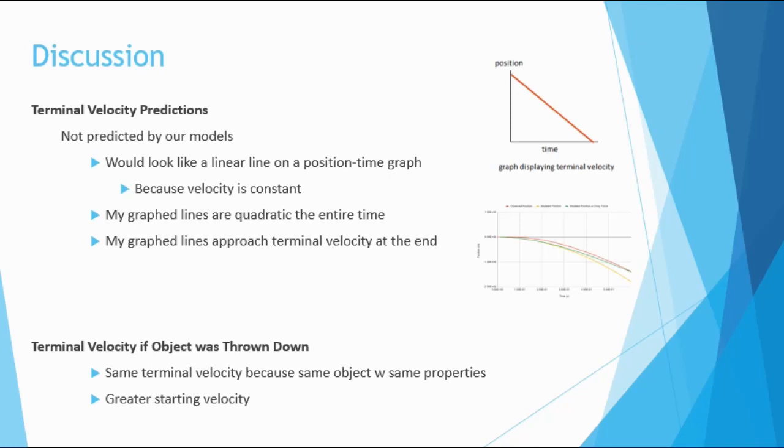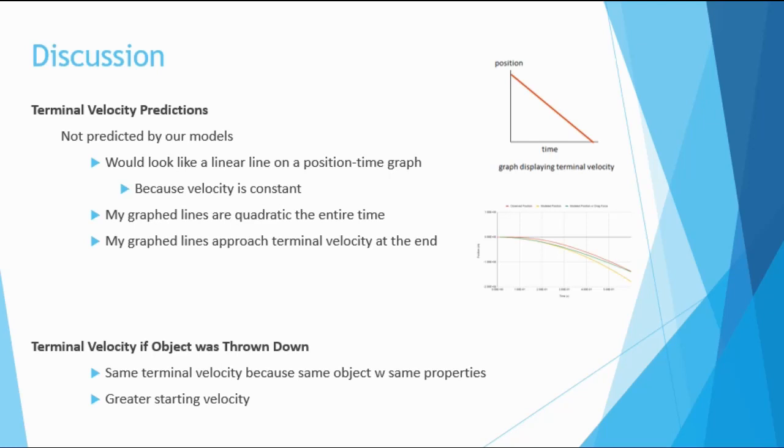Terminal velocity occurs when an object falling towards Earth no longer has a change in velocity because the net force is zero. In our case, this would mean the gravitational and drag forces would cancel each other out, and the position time graph would display a linear line as shown. As you can see, none of my models show this as the velocity is continuously changing as represented by a quadratic shape. However, at the end, the models do appear to begin approaching terminal velocity.